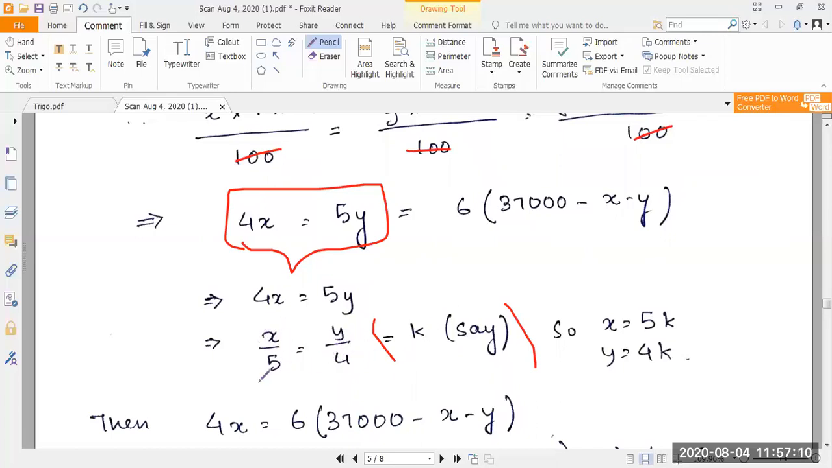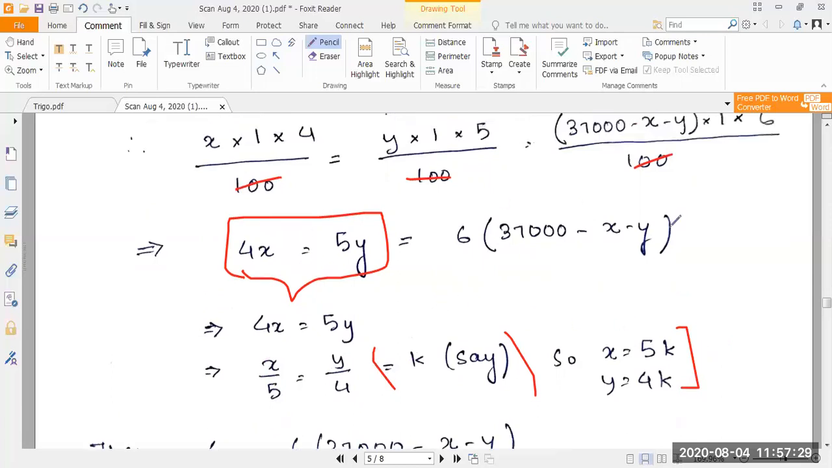If that is true, then x by 5 equals k will give me x equals 5k. I transfer 5 to this side, so x by 5 equals k implies x equals 5k, and y by 4 equals k implies y equals 4k. So I get this value. Next, from this equation, I take 4x equals 6 times (37,000 minus x minus y). So I take this value equals this value.